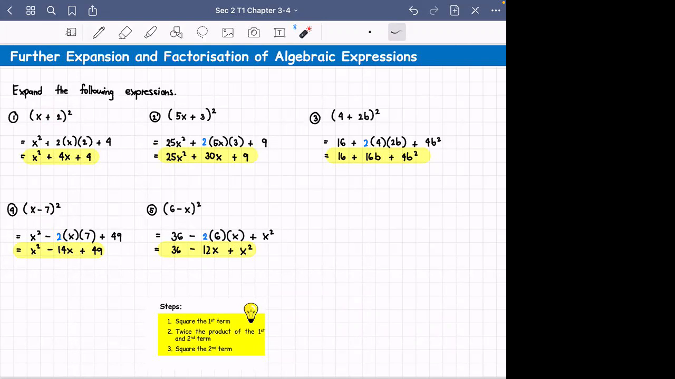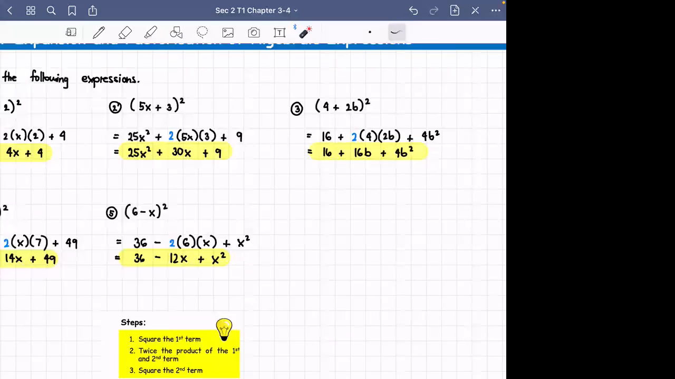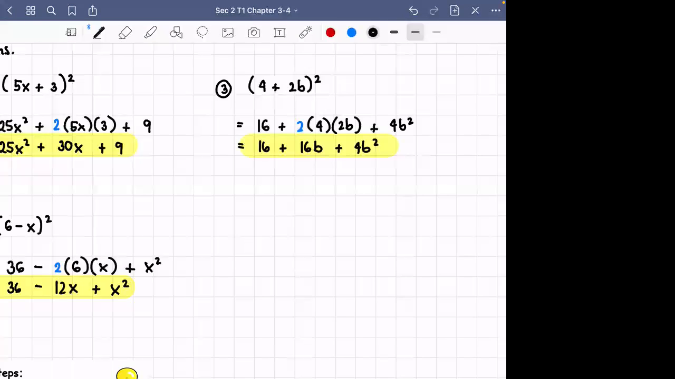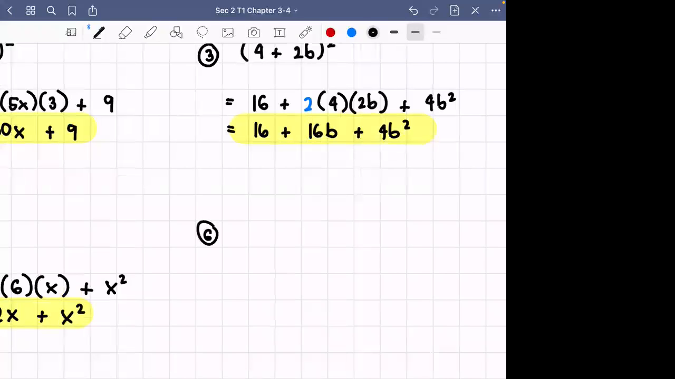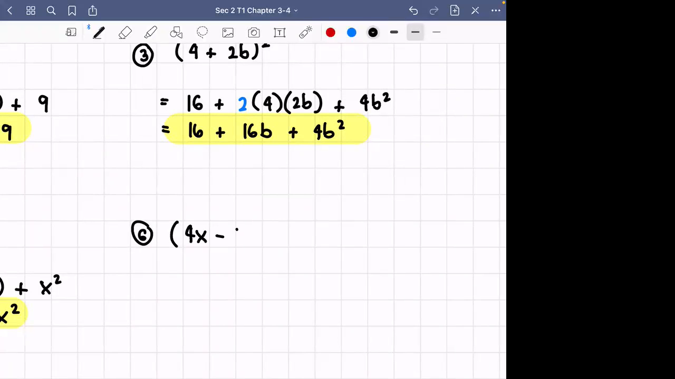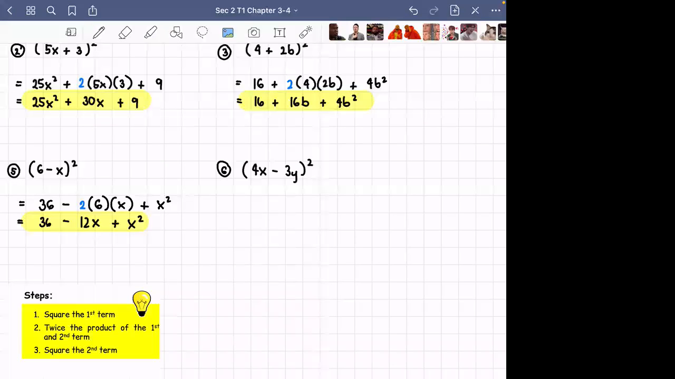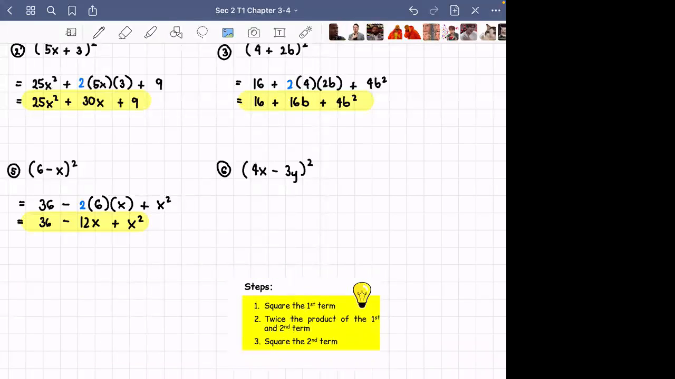Okay, so let's have one more example. Let's have a tricky question: 4x minus 3y squared. Let's have this question here.